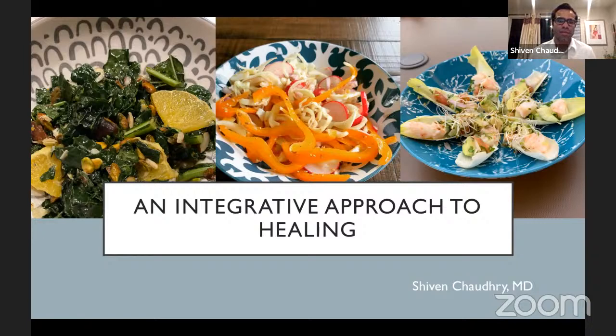We'll actually rub that kale down with our hands and really massage the dressing onto it. Here's another type of salad with a lot of different vegetables. We have cabbage, we have radishes, we have bell peppers, we have some sesame seeds on it. On the right here is what is called an endive ceviche. It has shrimp in it and some sprouts on top.